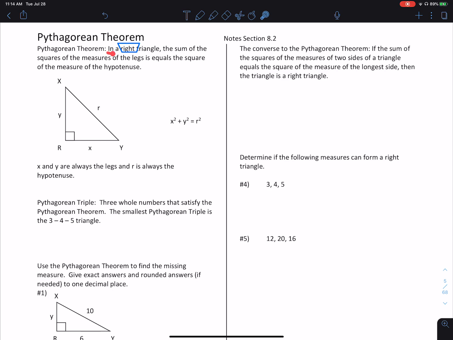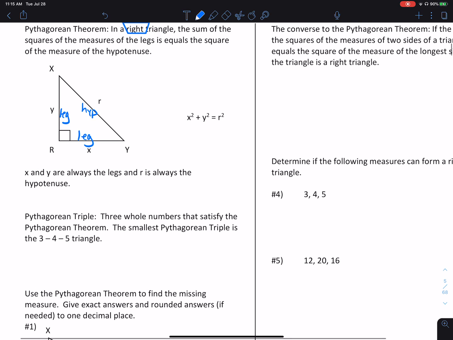Pythagorean theorem. In a right triangle, that means it has a right angle, 90 degrees, the sum, addition, of the squares of the measures of the legs is equal to the square of the measure of the hypotenuse. So just quick review. The legs are the two sides that make up the 90-degree angle, and the hypotenuse is the side opposite 90.